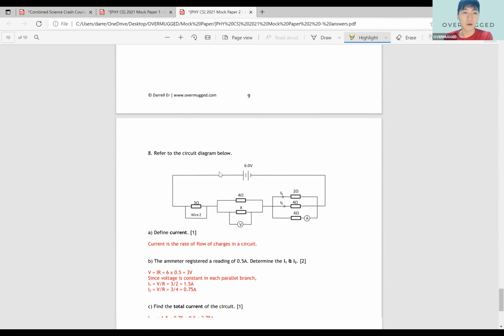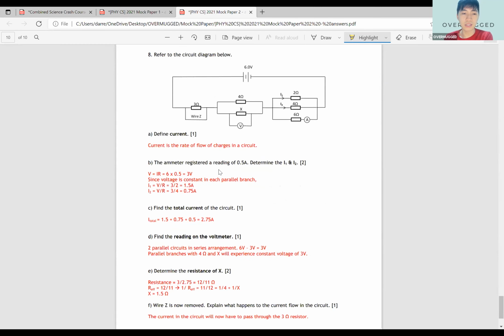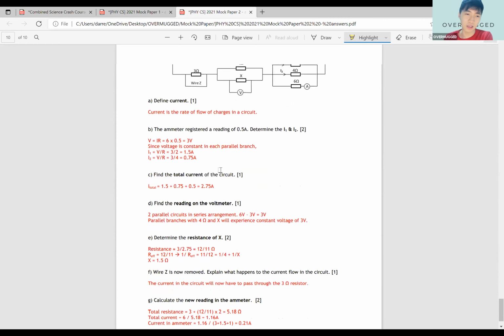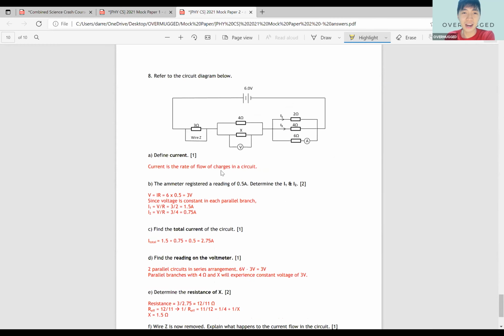All right. Now, question 8, once again, this is about DC circuits. This is the last question, so let's get this down and grounded. Defining current shouldn't be a problem. The ammeter registers 0.5. Determine I1, I2. In order to solve this, we need to recognize that the voltage across parallel arms would be the same, which means the voltage going through the first lane, second lane, and third lane is constant. Here in the third lane, I know that my current is 0.5 ampere.